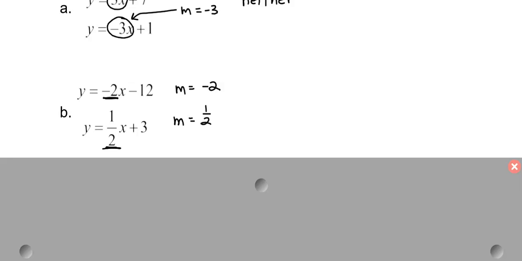We have one negative, one positive. Great. And then we have reciprocal, because -2 is really the same as -2/1. So if you were to flip-flop those, you would end up with 1/2. So these 2 lines, we don't have to worry about the y-intercepts at all. These 2 lines are perpendicular.